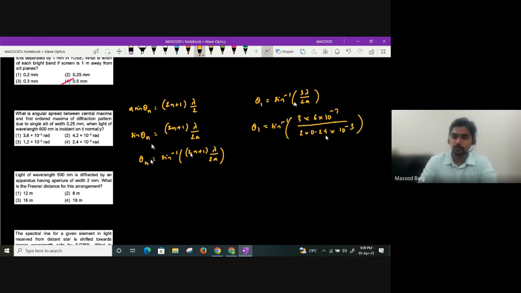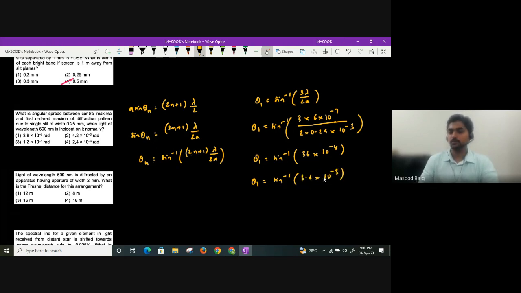2 into 0.25 will be 0.5. I can write 6, and 6 into 6 is 36. So theta 1 will be sine inverse of 36 into 10 power minus 4, or sine inverse of 3.6 into 10 power minus 3. Because 3.6 into 10 power minus 3 is very small, theta 1 is approximately equal to 3.6 into 10 power minus 3 radian. Understood, all of you?